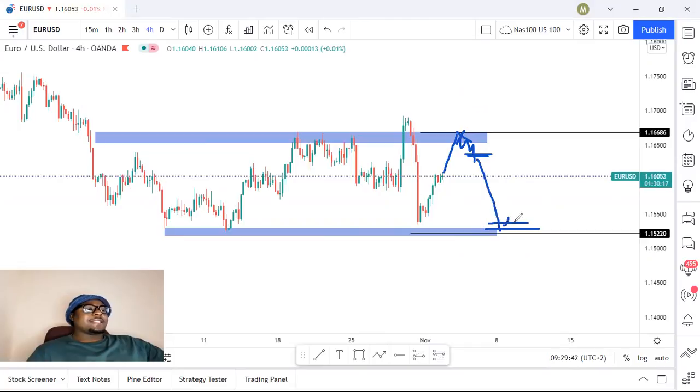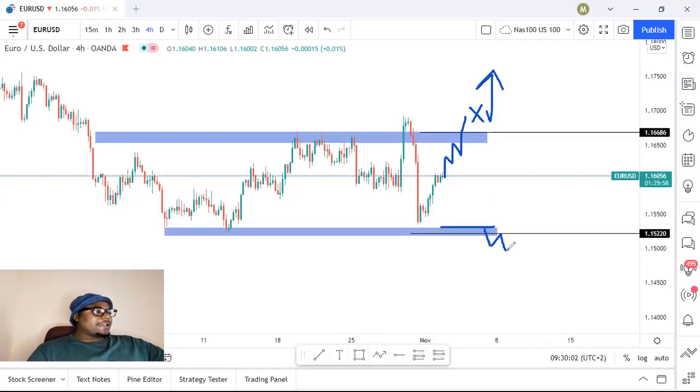If it comes here again, we can say, okay, now it's time to buy. We will only say now it's time to think about a buy position or sell position when we see the market breaking this area going up, or maybe breaking this area going down.